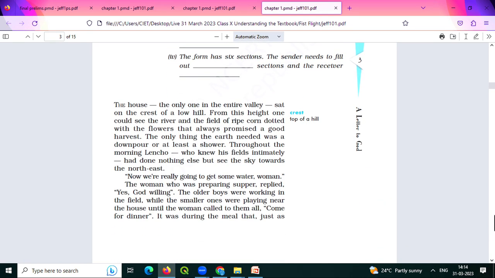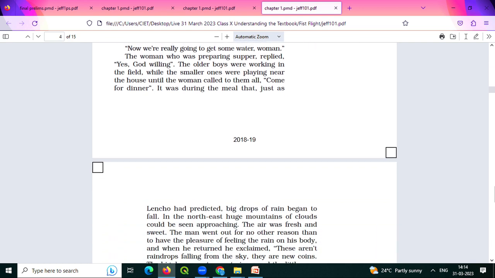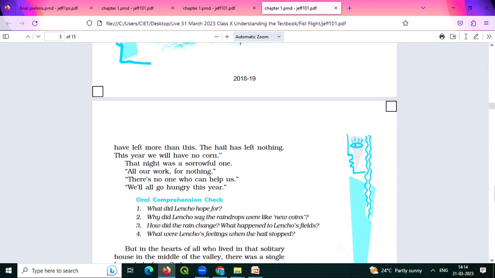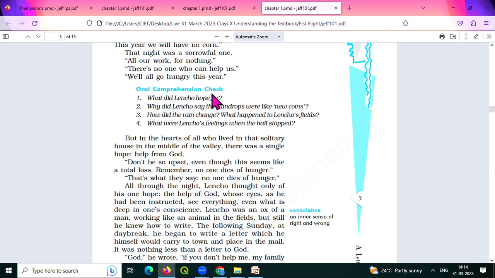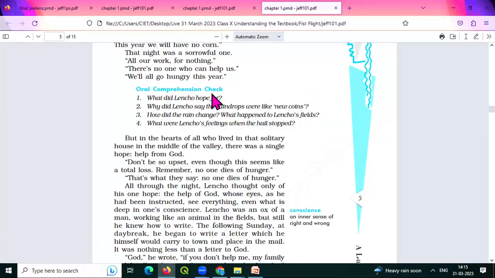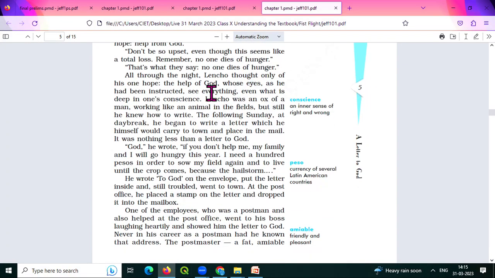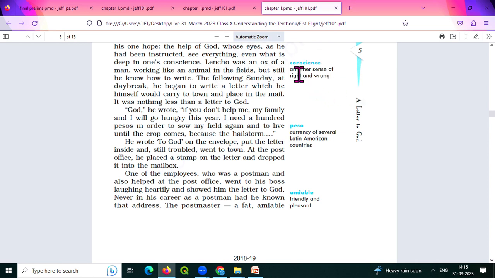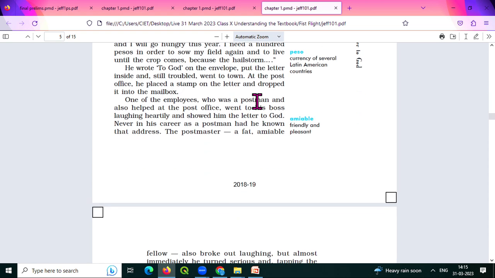Then you will see, interestingly, while reading the text, there are comprehension questions in between. This we call the oral comprehension check. So learners themselves read and answer. In the classroom, the teacher would ask the children to work in groups or in pairs. But what I would say is that if you read beforehand, then you try to attempt and answer the questions on your own. So this enables your while-reading comprehension. And you will see that a vocabulary glossary is given, the meaning of some of the words, which will not disturb the flow of reading. Right. So it is given not at the end, but on the right-hand side of it.